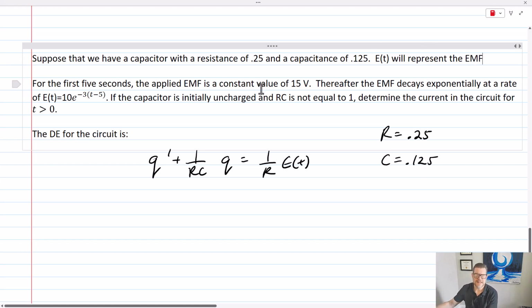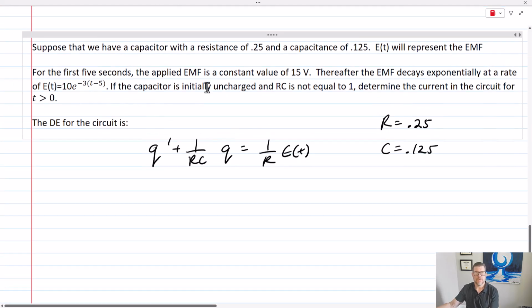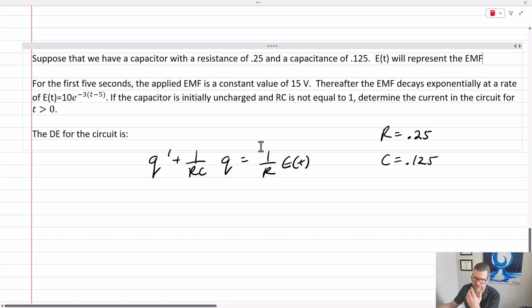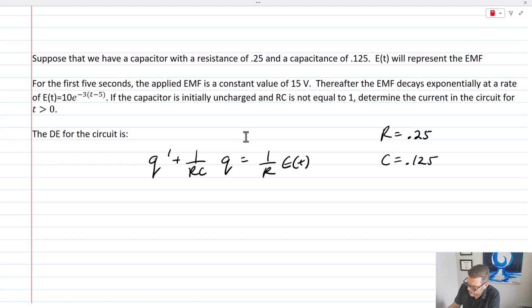For the first 5 seconds, the applied EMF is a constant value of 15 volts. Thereafter, the EMF decays exponentially at a rate of E of t equals 10e to the negative 3 times t minus 5. If the capacitor is initially uncharged and RC is not equal to 1, determine the current in the circuit for t greater than 0. So what we're looking at here is the differential equation for the circuit, Q prime plus 1 over RC Q equals 1 over R E of t. Given that R equals 0.25 and C equals 0.125, we're going to have to go find E of t.